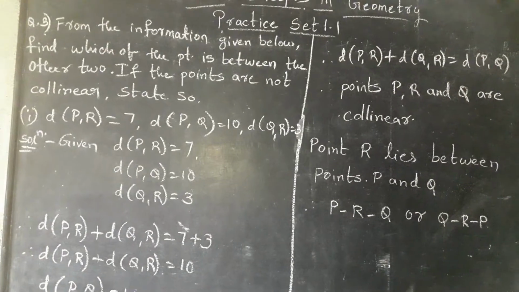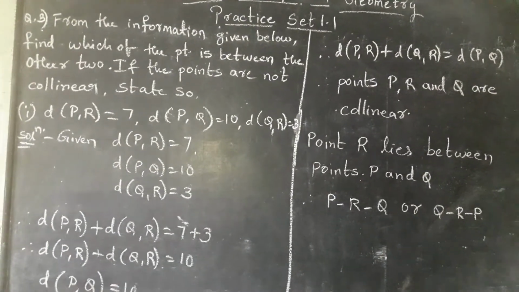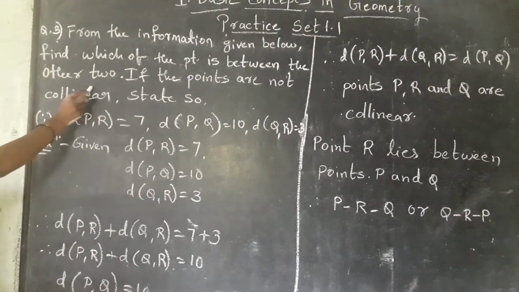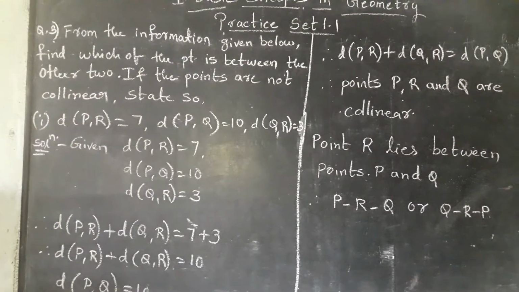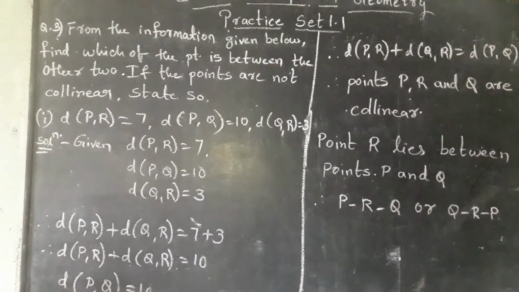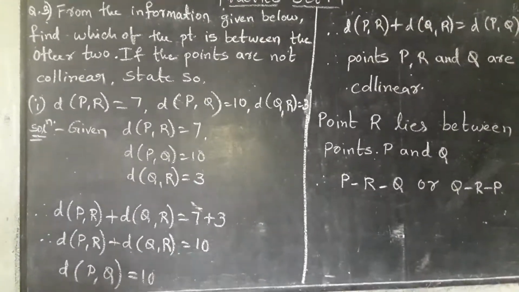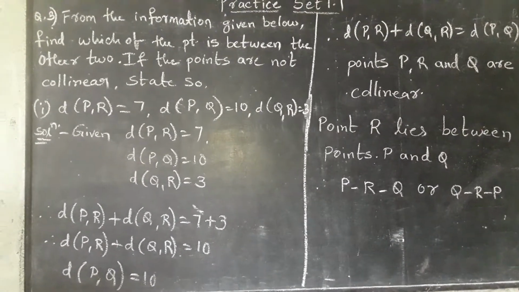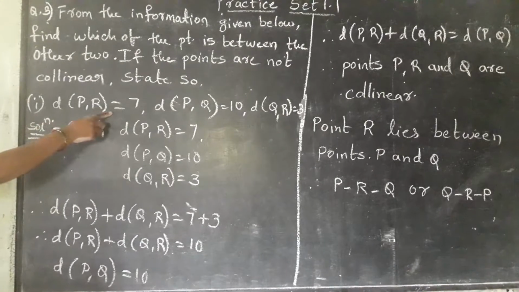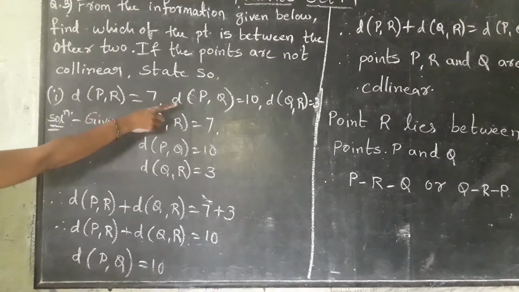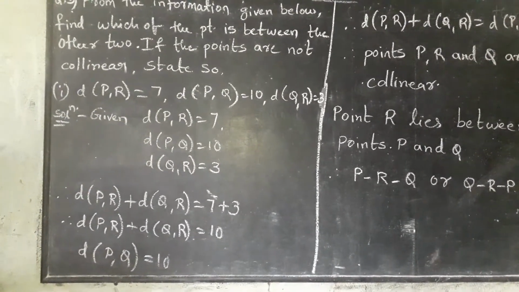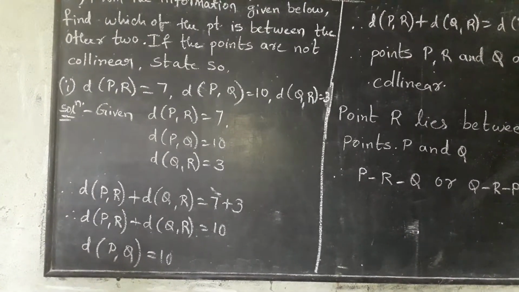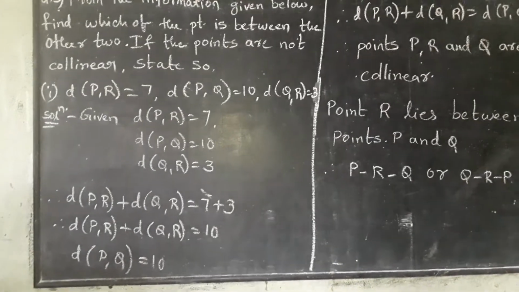Our question number 3 is, from the information given below, find which of the point is between the other two. If the points are not collinear, state so. That means if the given points are not collinear, here we have to give the reason. First example is distance of PR is equal to 7, distance of PQ is equal to 10, and distance of QR is equal to 3. Here we have to find out that which point is between the other two points.